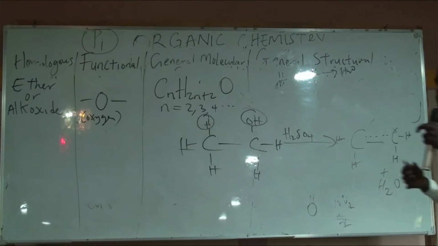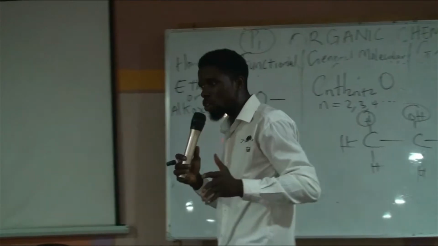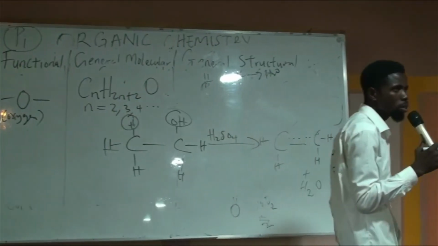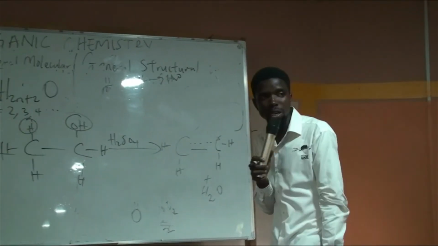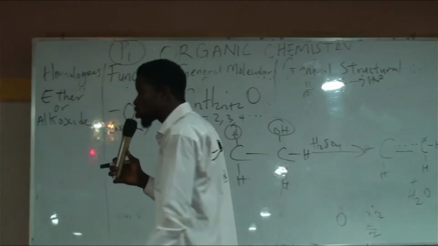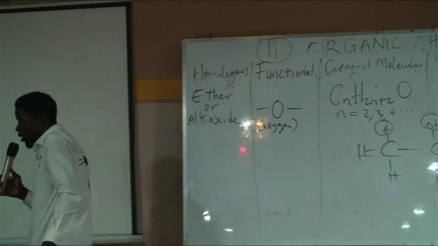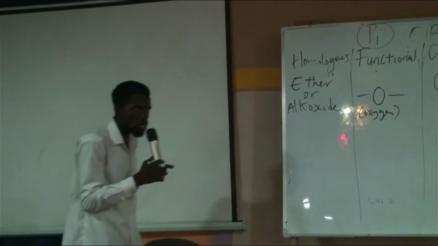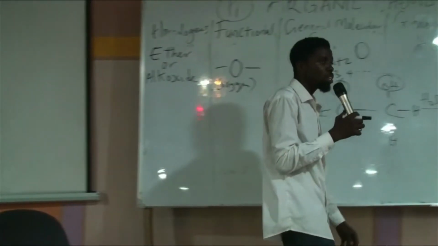Right, everybody. Reaction between an alkanol and excess conc sulfuric acid gives corresponding alkene. Reaction between an alkanol and excess conc sulfuric acid. What will it give? Corresponding what? Alkene.